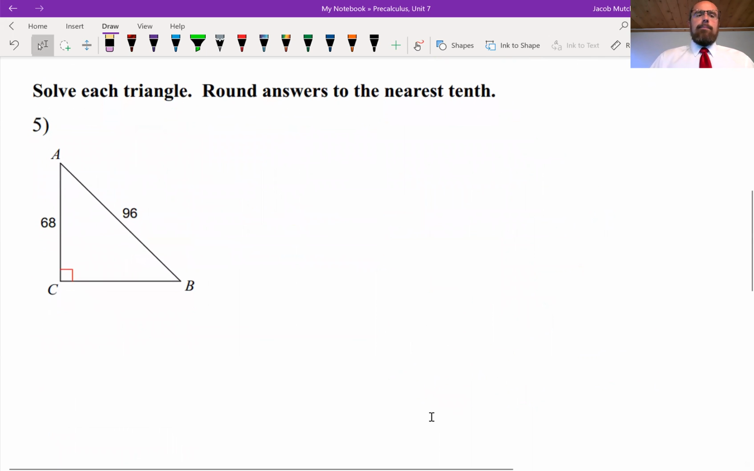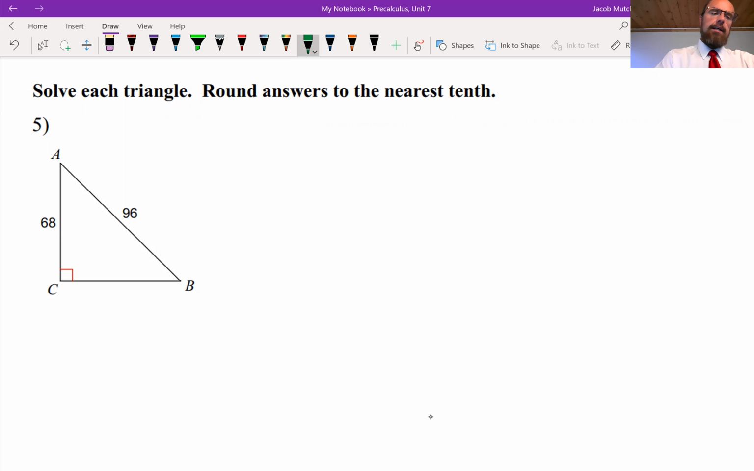Our second example only has two side lengths. So it's a different set of original information for us. We do also know that the angle here at C has a measure of 90 degrees. So the first thing I want to do is solve for that third side length, side BC, using the Pythagorean theorem. So if you've got two side lengths, a good way to set that up is with Pythagorean theorem.